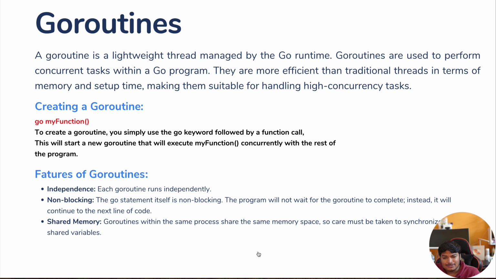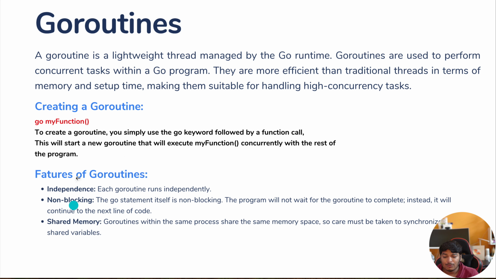So what exactly are Go routines? A Go routine is a lightweight thread managed by the Go runtime, and Go routines are used to perform concurrent tasks within the Go program. They are more efficient than traditional threads in terms of memory and setup time, making them suitable for handling high concurrency tasks. Now, how to create a Go routine? You see, for example, this function. So go, then your function, and this creates a Go routine. You can simply use the go keyword followed by a function call. This will start a new Go routine that will execute my function, or any function that you define, concurrently with the rest of the program. So it will not wait for this function to complete. The code will move on.